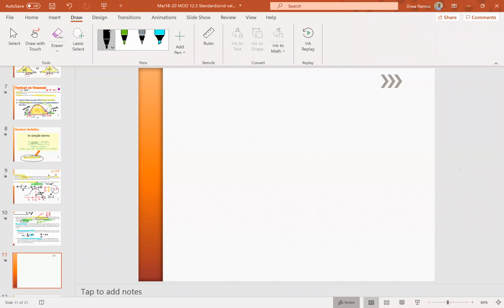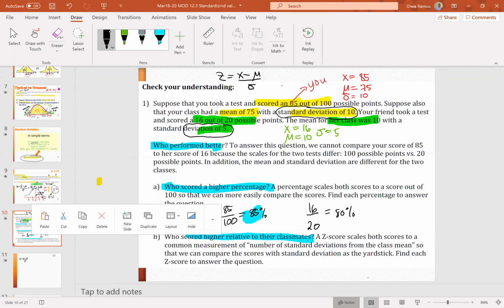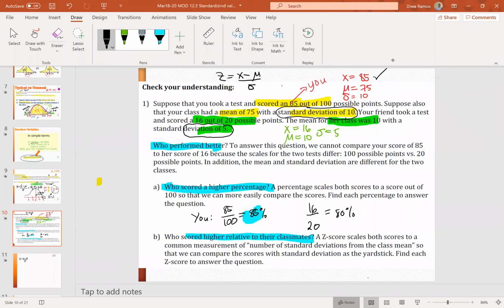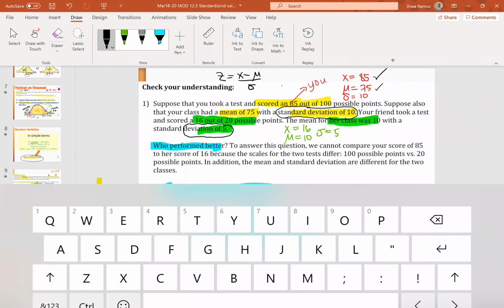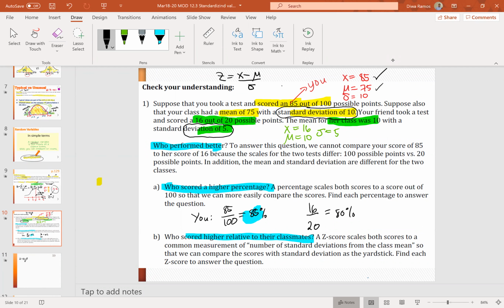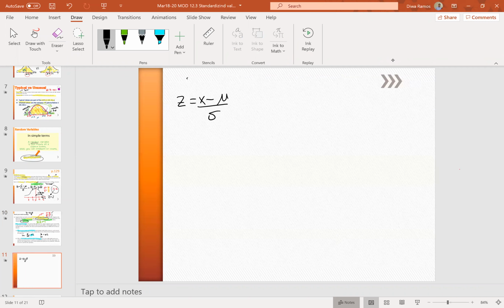Okay, so we have Z is equal to X minus mu over sigma. So for the first situation, 75 is the mean, 85 is the score, and 10 is the standard deviation. So for us, we have 85 take away 75 over sigma, which is 10. And that is about 1.